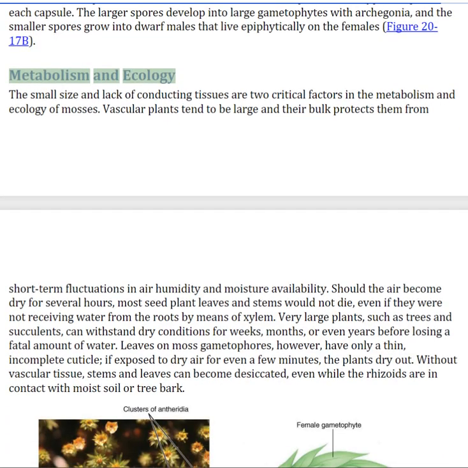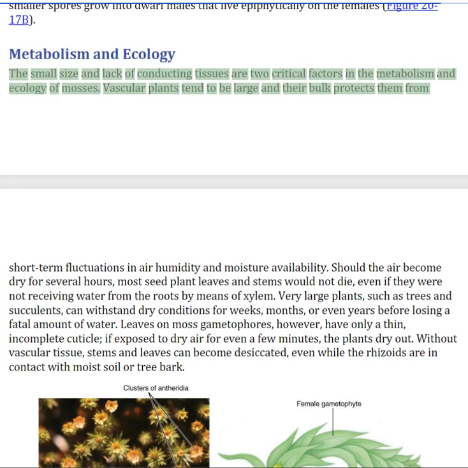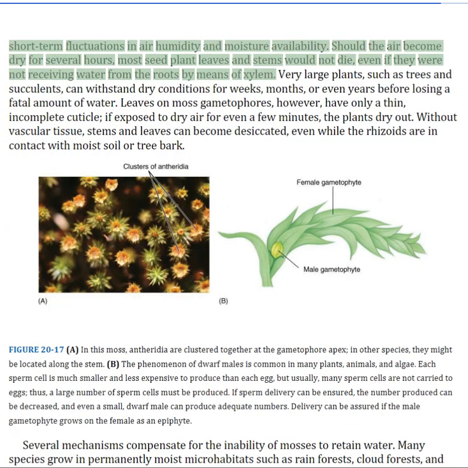Metabolism and ecology. The small size and lack of conducting tissues are two critical factors in the metabolism and ecology of mosses. Vascular plants tend to be large and their bulk protects them from short-term fluctuations in air humidity and moisture availability. Should the air become dry for several hours, most seed plant leaves and stems would not die, even if they were not receiving water from the roots by means of xylem.